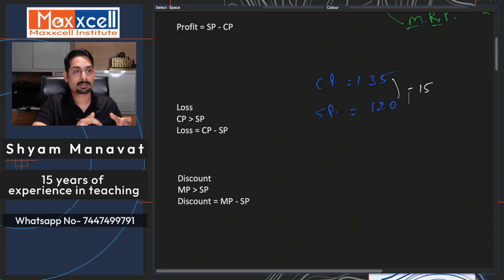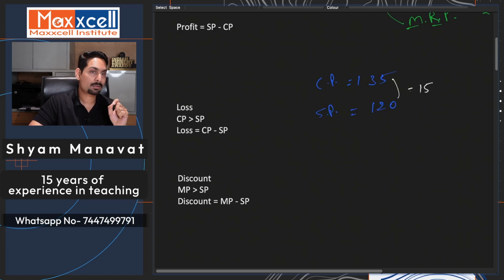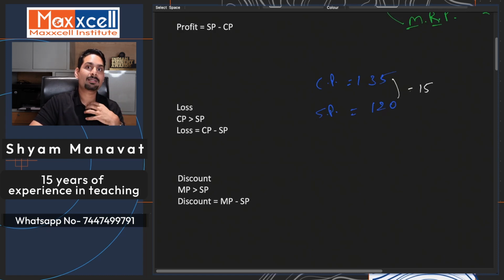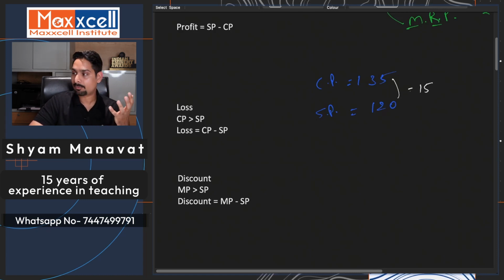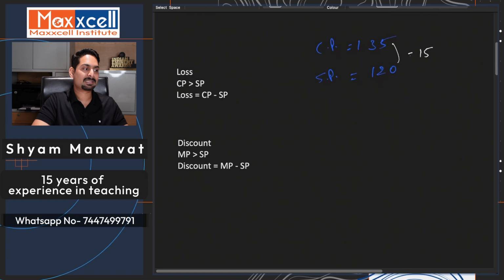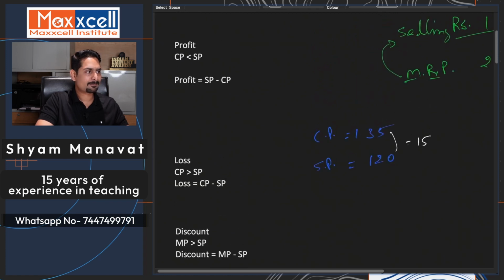If you are selling the product at a lesser price than what is listed on the product, in that case you are offering a discount to the customer, correct? So discount is when you are selling the product for less than what is marked. That's called discount. So difference. Now you can see the formula.